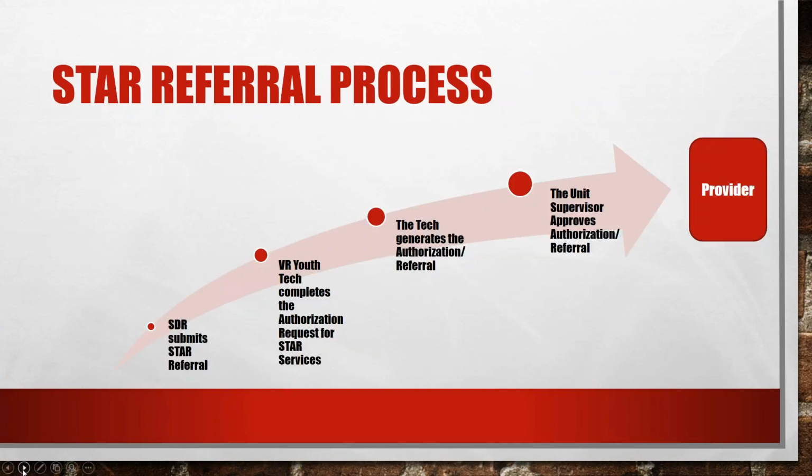The referral process begins with the school district representative when he or she submits the STAR referral. From there, the referral is assigned to a VR youth tech. The VR youth tech completes the authorization request for services. The authorization referral gets generated in either REBA or RIMS, depending on the service chosen. The authorization or referral gets approved and then sent on to you. There really is no difference between the traditional and the STAR authorization referral.